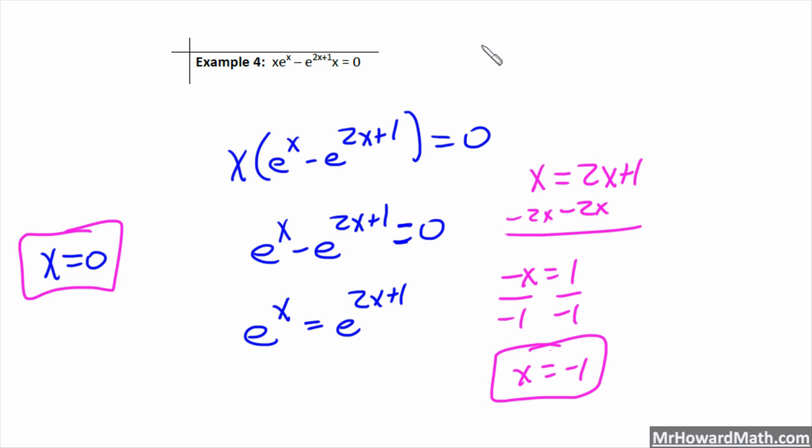So just to recap quickly, we want to get these in the form of a base raised to a power is equal to the same base raised to another power. And then we can say that p equals q and we solve from there. So we set the exponents equal to one another and solve. So that's our basic process for each one of these.